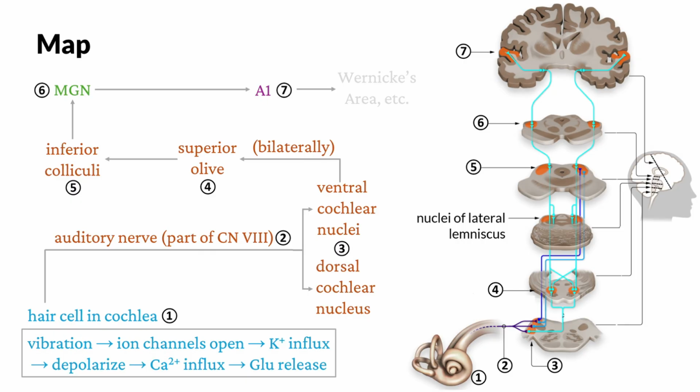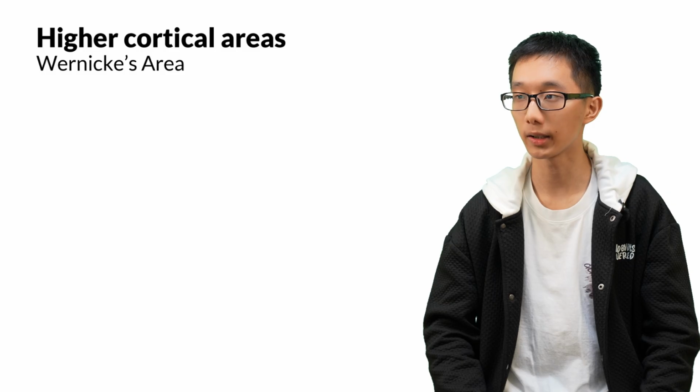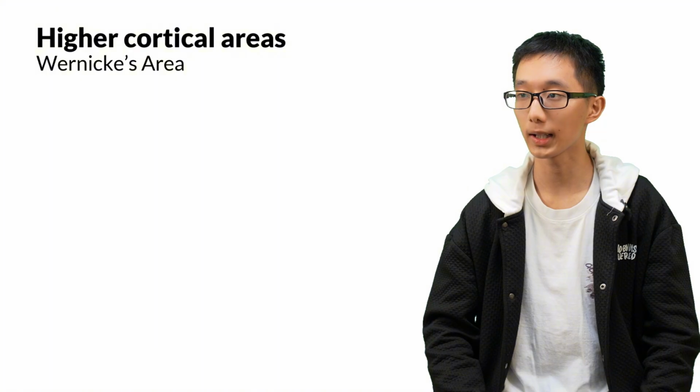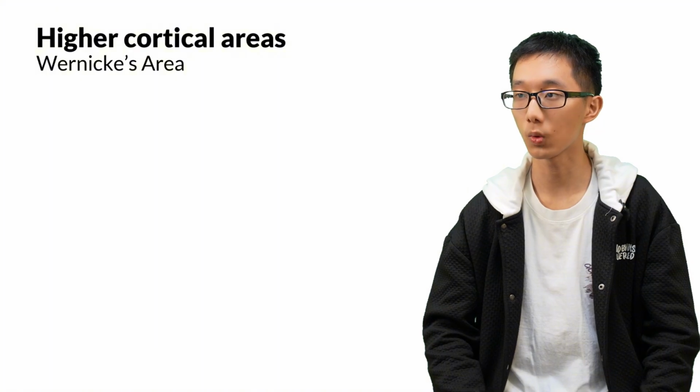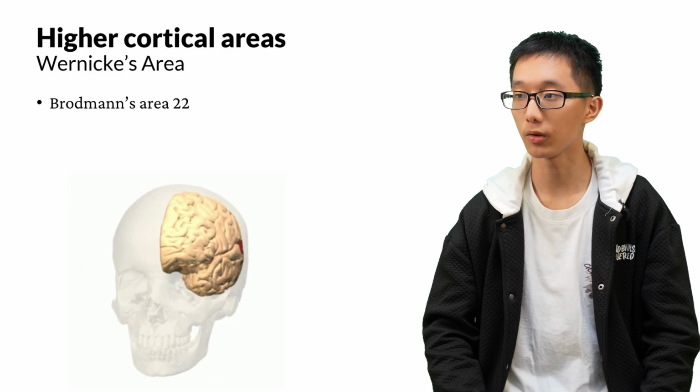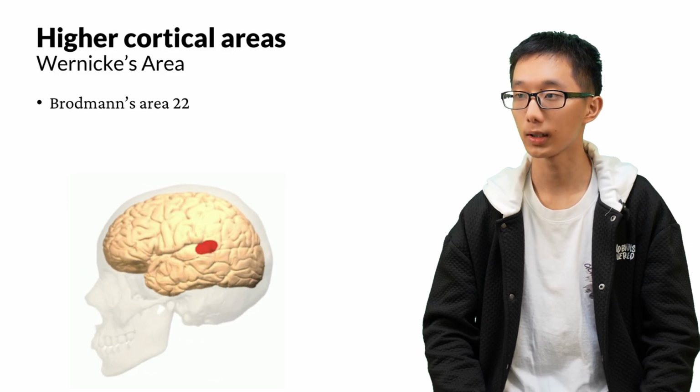Now that we have reached the primary sensory cortex, it's time to go on to the higher level cortices. One of the most important higher auditory areas is the Wernicke's area. The Wernicke's area is here, adjacent to the primary auditory cortex. It is labeled Brodmann's area 22.